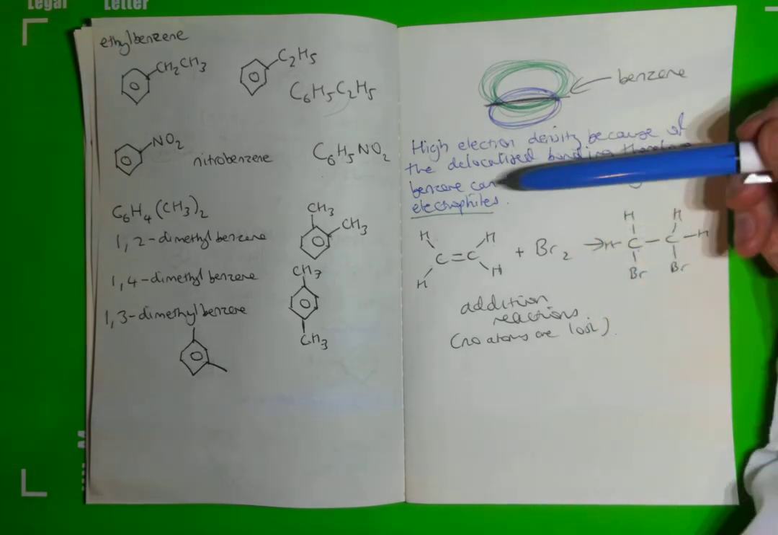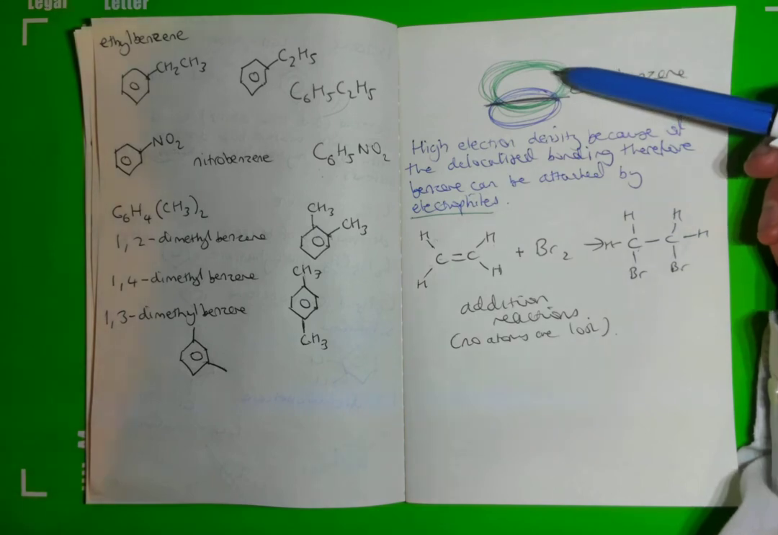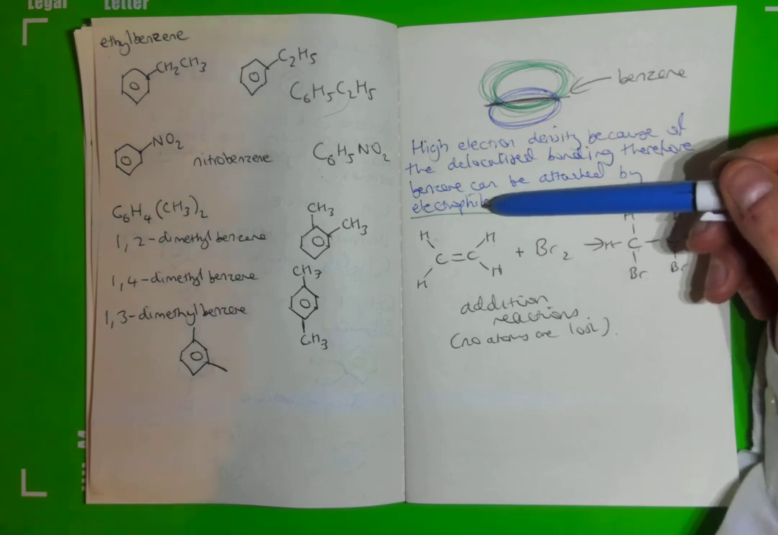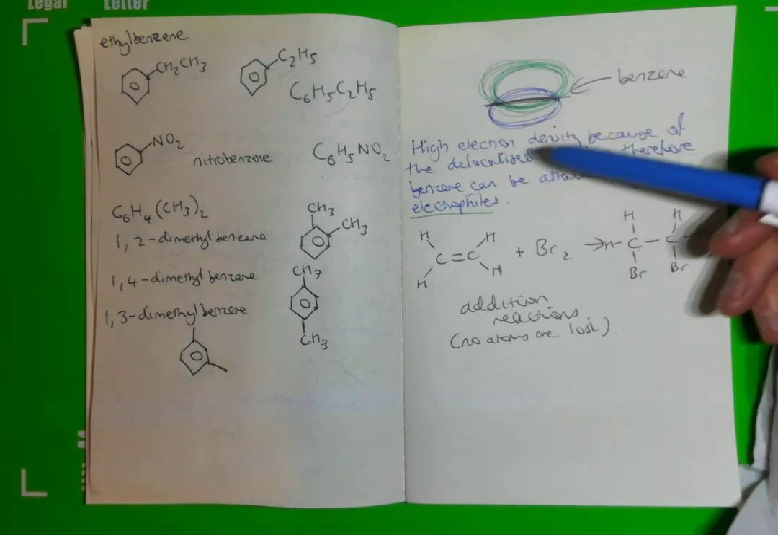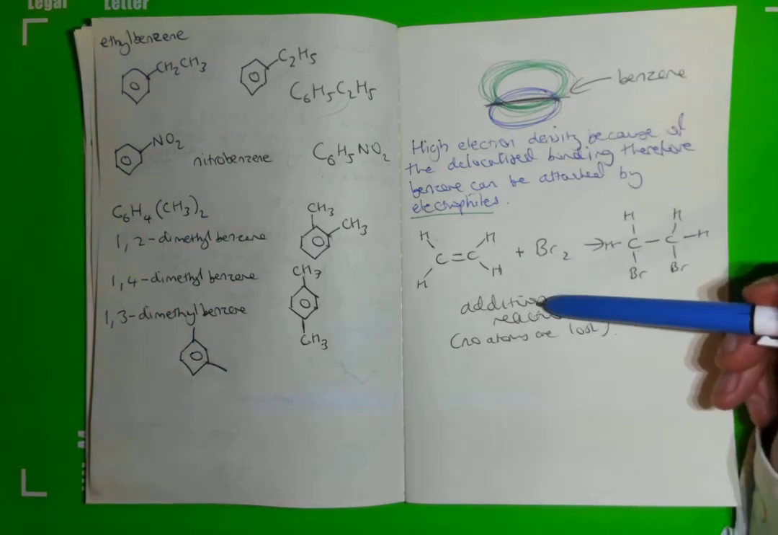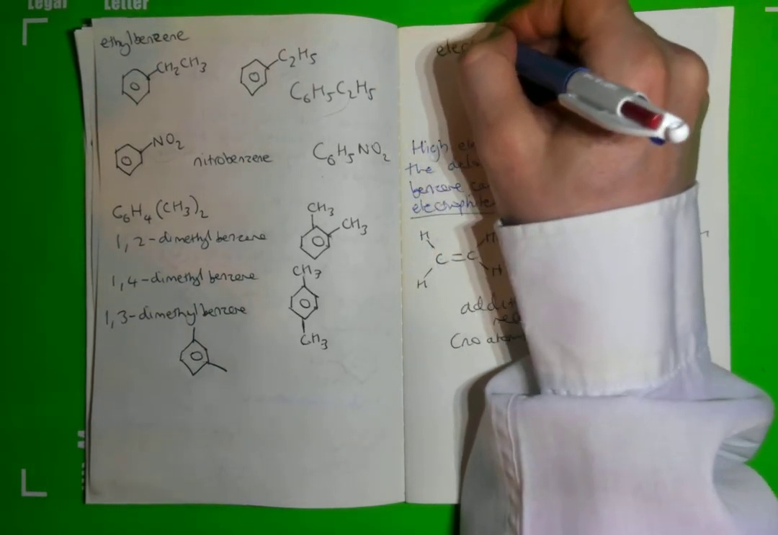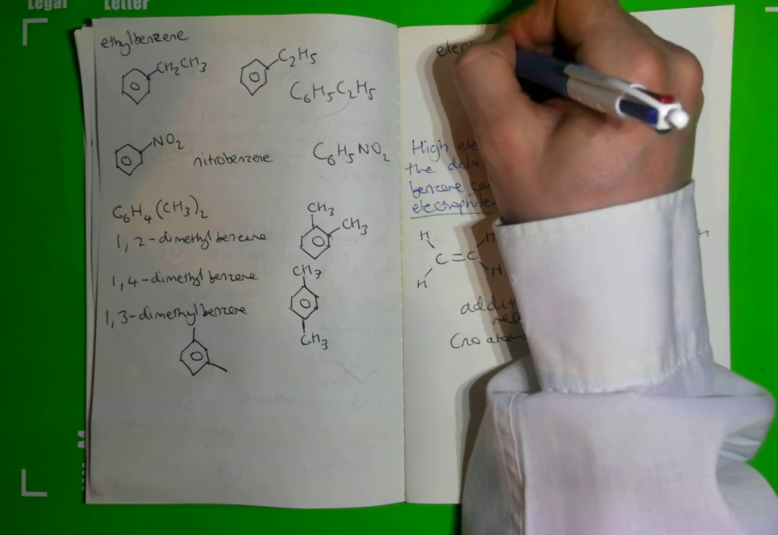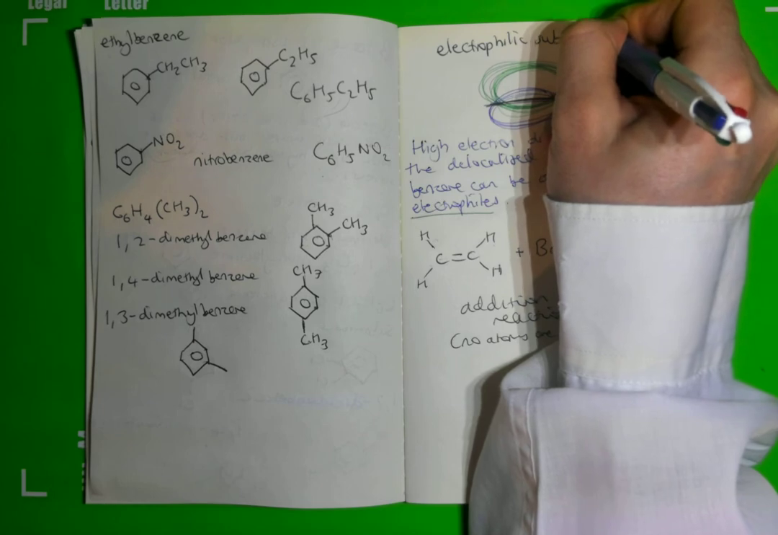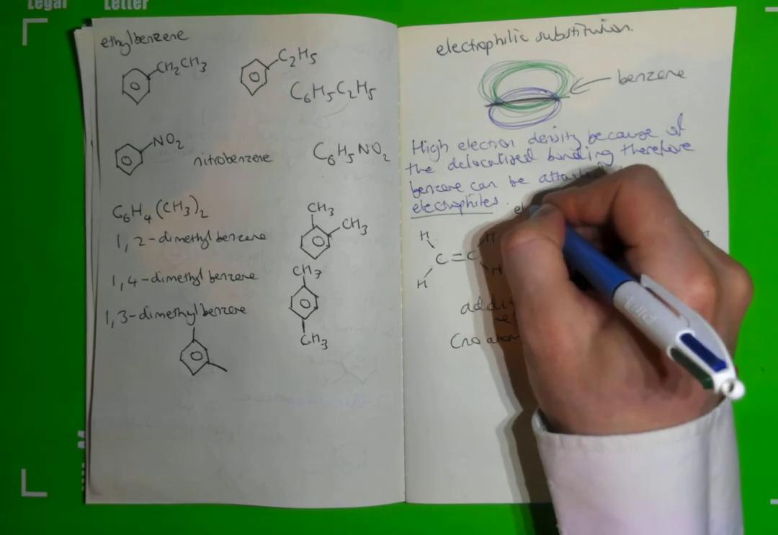But when an electrophile reacts with benzene, the hydrogen atoms come off and are replaced by the electrophile. So they are substituted. So benzene undergoes electrophilic substitution reactions rather than electrophilic addition reactions. So benzene undergoes electrophilic substitution reactions, whereas an alkene undergoes electrophilic addition reactions.